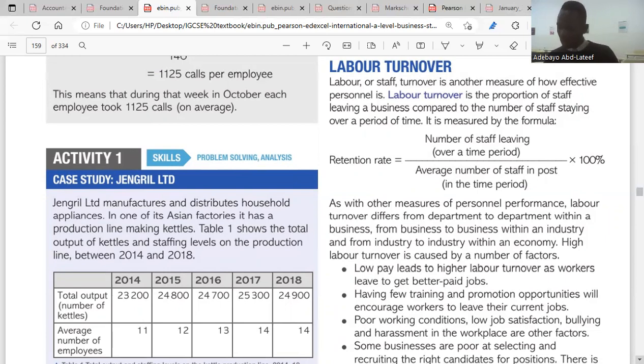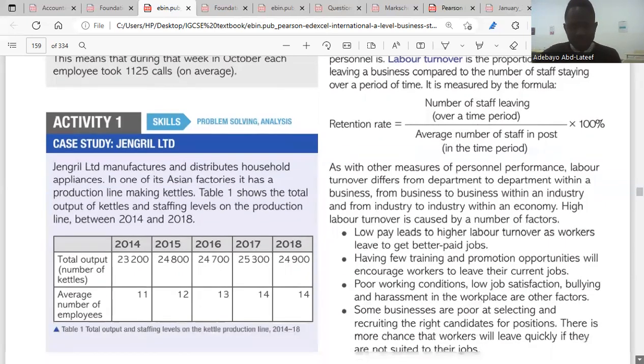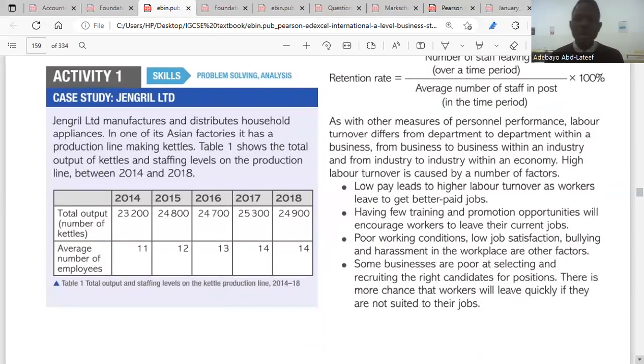So we go on to, okay, here it said, high labor turnover is caused by. What are the reasons why a firm or a business will have high labor turnover? Number one, low pay leads to higher labor turnover as workers leave to get better pay. So workers might start leaving your organization because you're paying them less. So they feel like they will be able to get higher pay or a pay rise when they go to other companies. So they will leave the company.